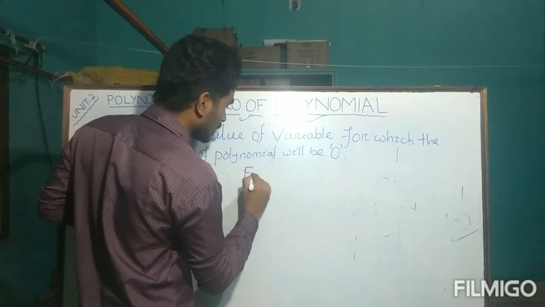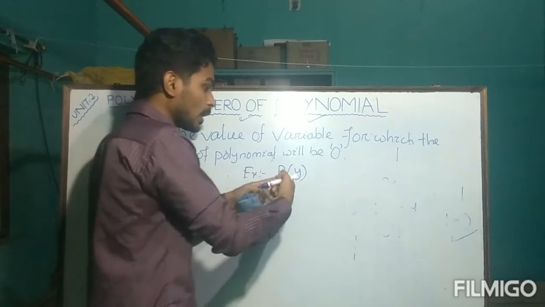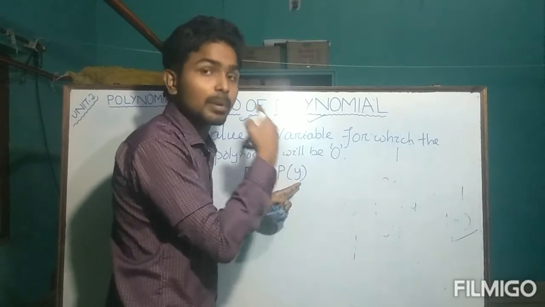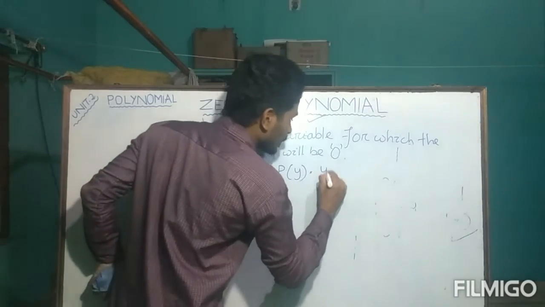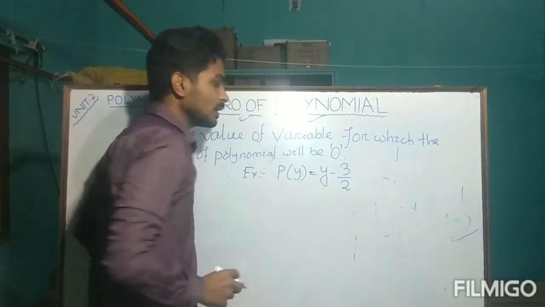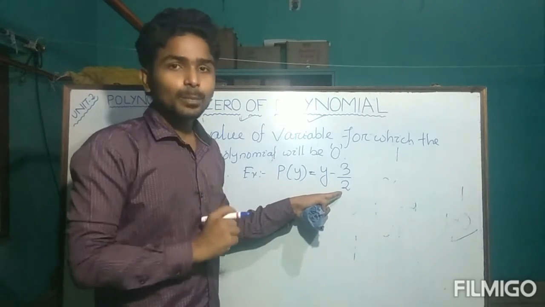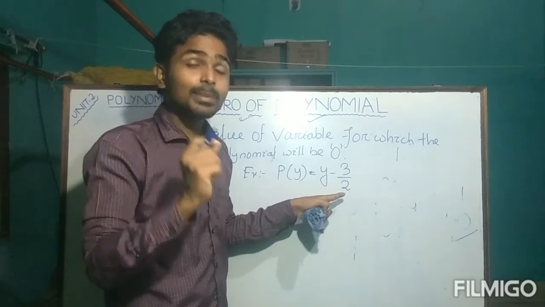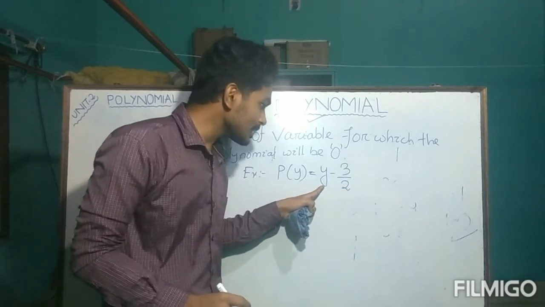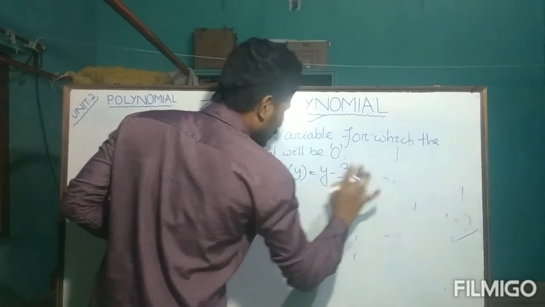Suppose the polynomial is p of y. That means the polynomial is expressed in terms of y. Suppose it is y minus 3 by 2. Clear? Here we are discussing only linear polynomials. Linear means the degree is 1. Here the degree is how much? 1. So I am writing y minus 3 by 2.